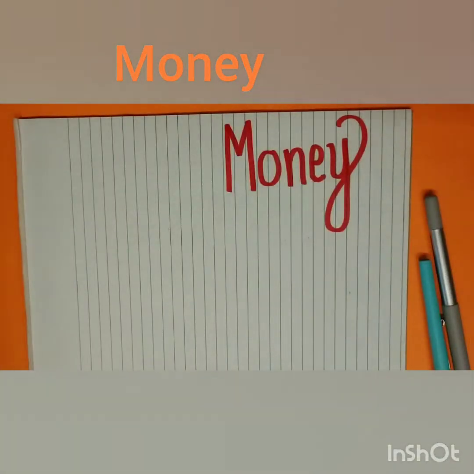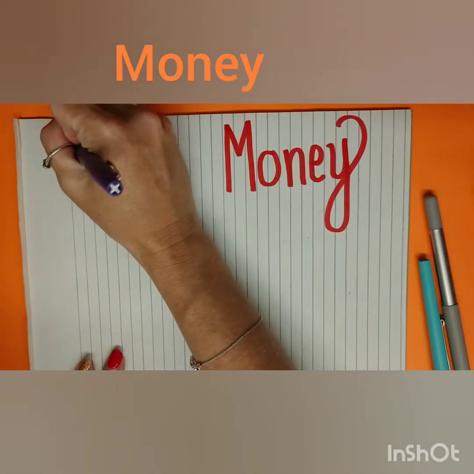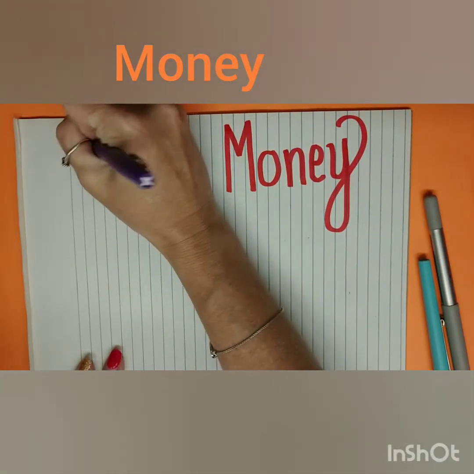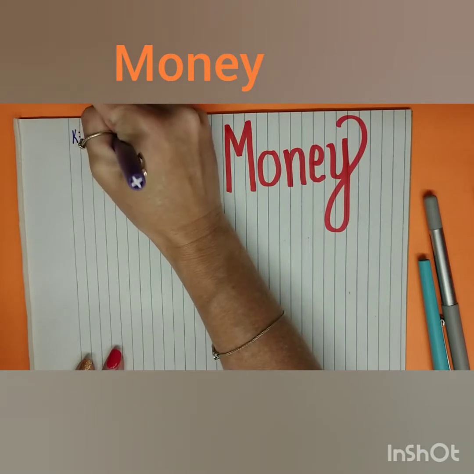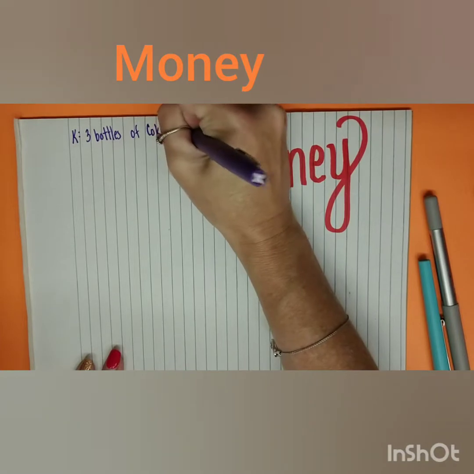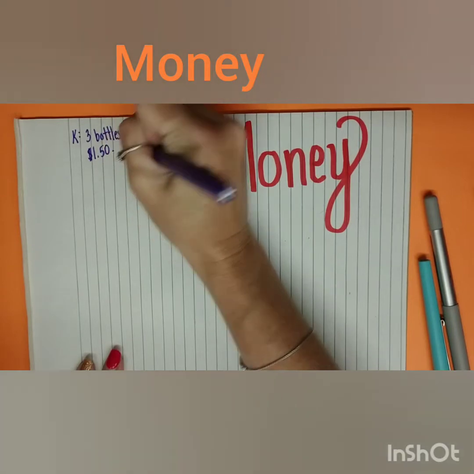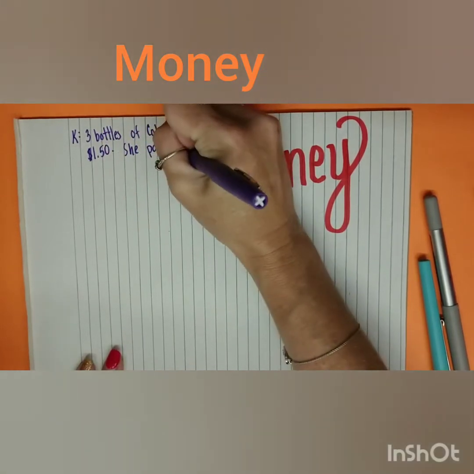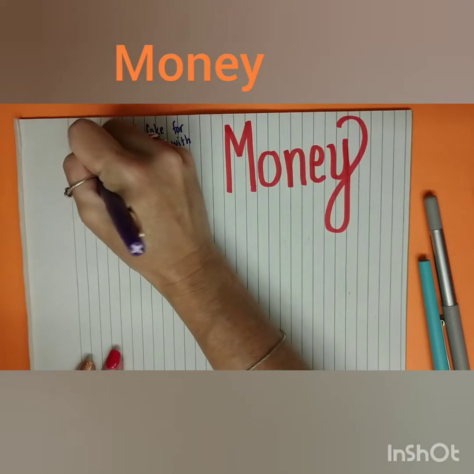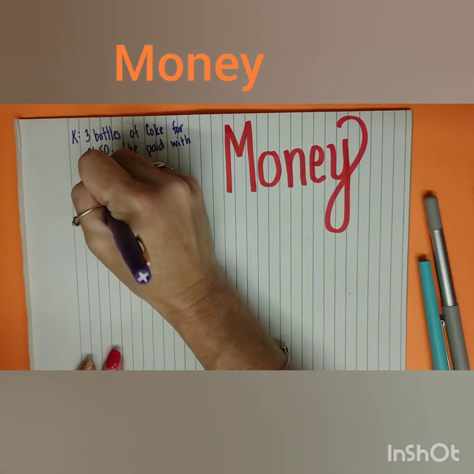So we did have an engage problem, and I'll go ahead and write this here. Miss Baldwin bought 3 bottles of Coke for $1.50 each. She paid with a $10 bill. And what they're asking is, what is her change?